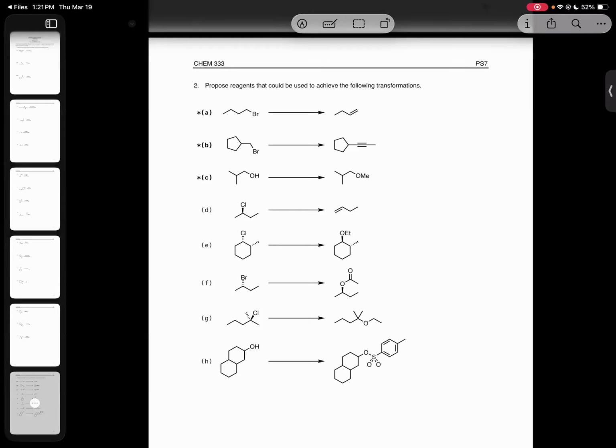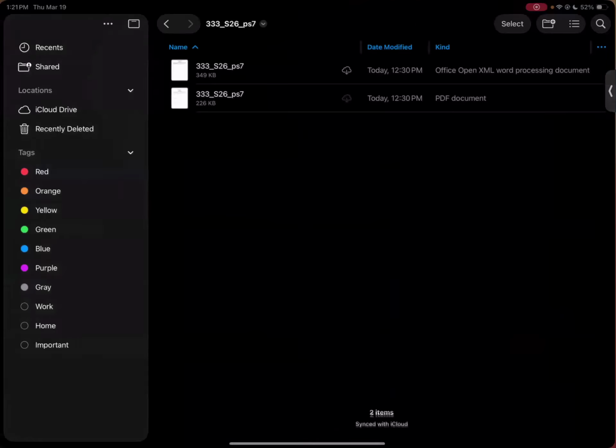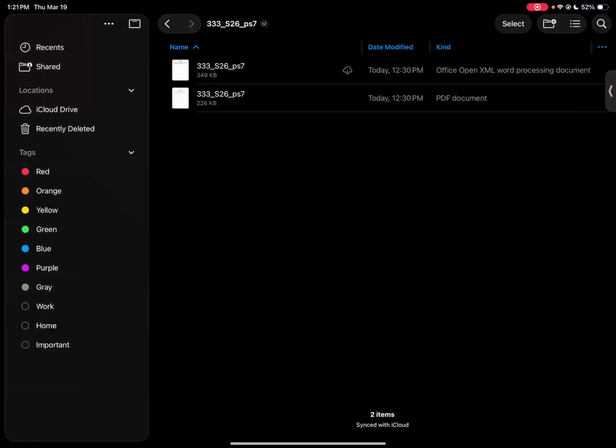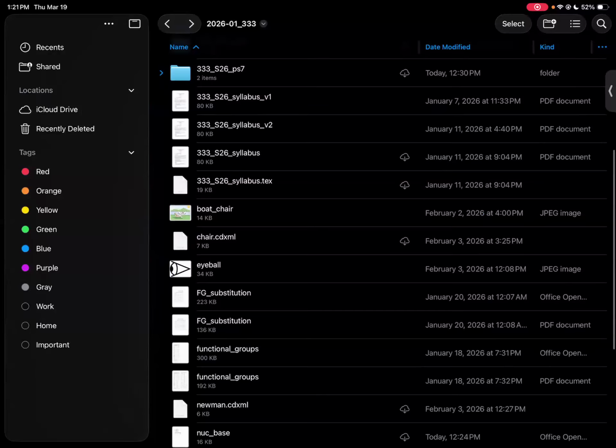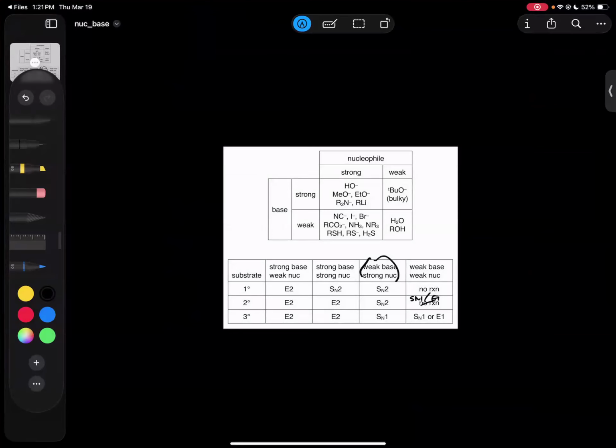I'm giving you the starting material and the product, and I just need you to give whatever reagent, water, methanol, sodium cyanide, anything like that, what you would actually put in the flask in order to do those reactions. As I'm seeing this, there's one thing that I kind of glossed over, and I should not do that. So let's look at the nucleophile base chart.